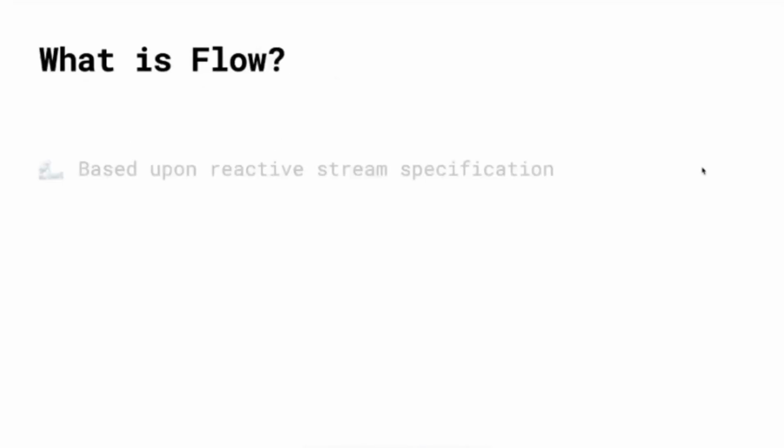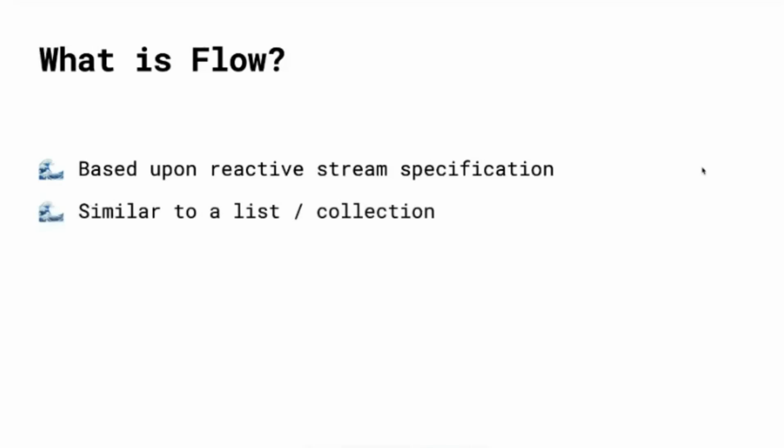So coming to what is Flow? Flow is based upon the reactive streams specification. This is a specification which commonly defines how a reactive stream library should be designed. RxJava 2 follows it, the Reactor project follows it, and even Kotlin Flow follows the same specification. To be honest, you can think of Flow as exactly similar to a list or a collection.